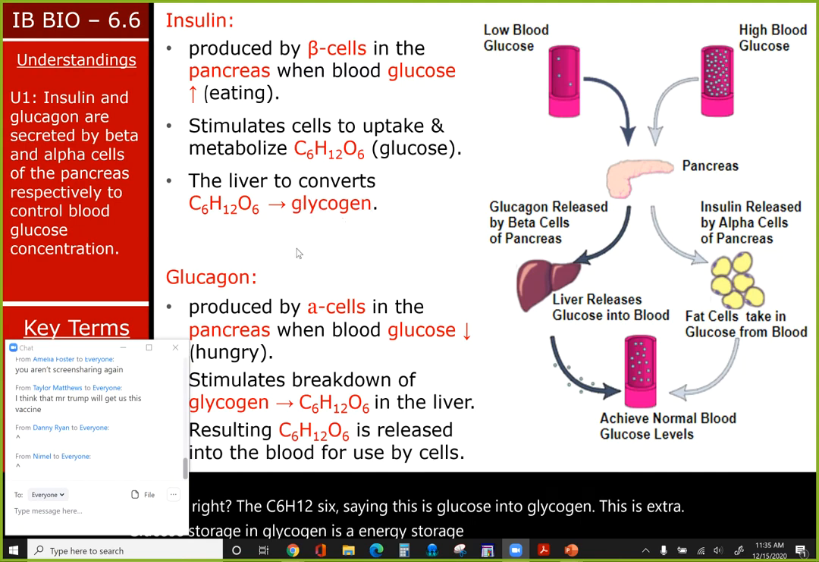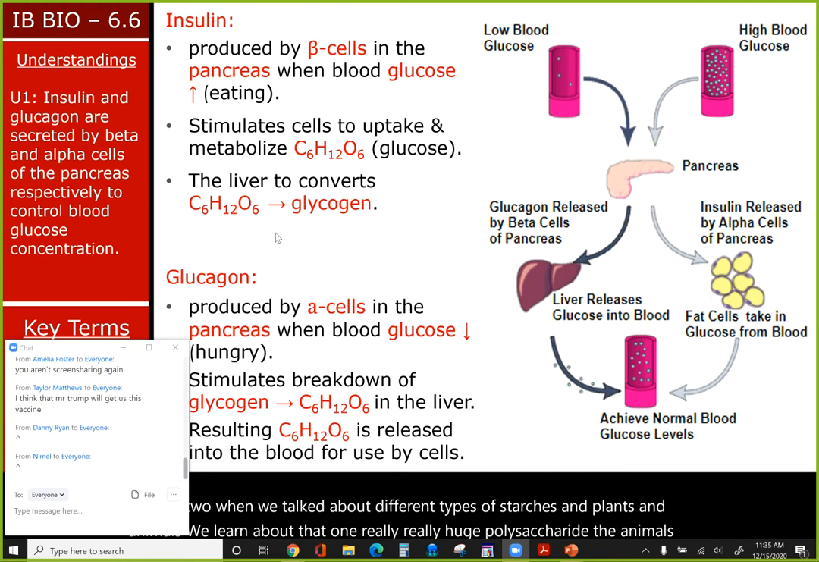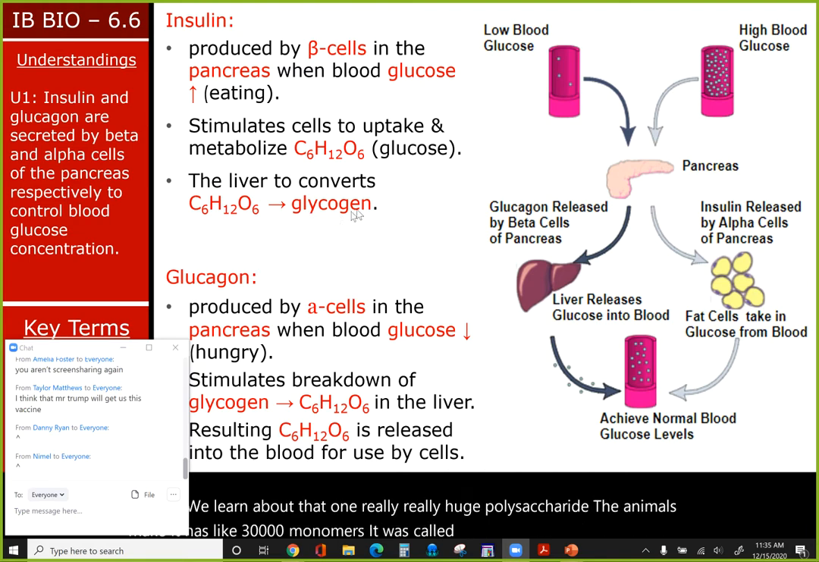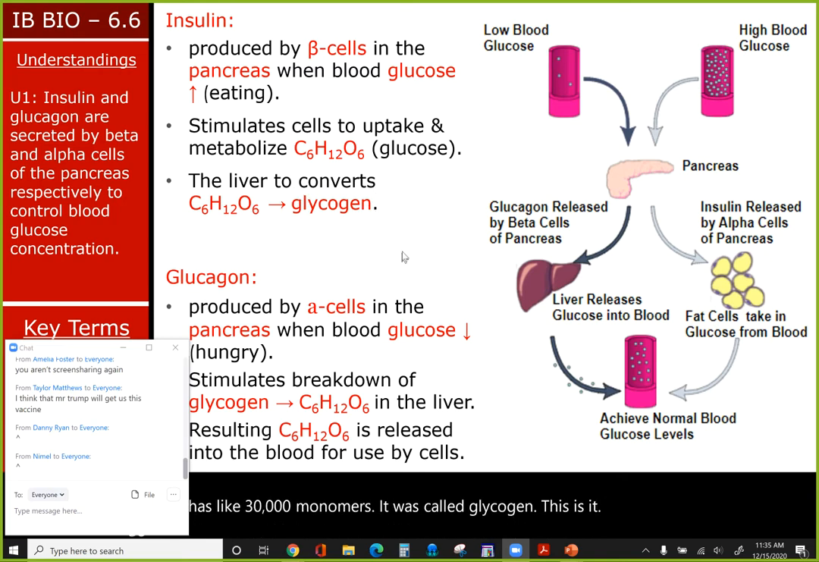We learned about it in topic 2 when we talked about different types of starches in plants and animals. We learned about that one really, really huge polysaccharide that animals make. It has like 30,000 monomers. It was called glycogen. This is it. So it's a carbohydrate, lots of monomers, only made in animals, and it's stored in your liver.